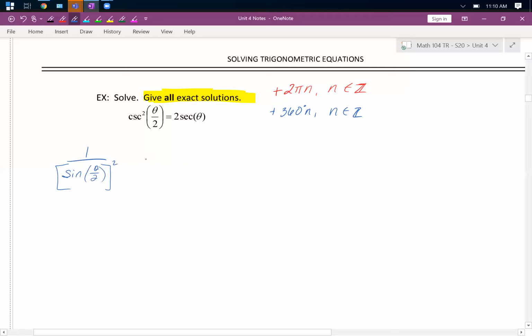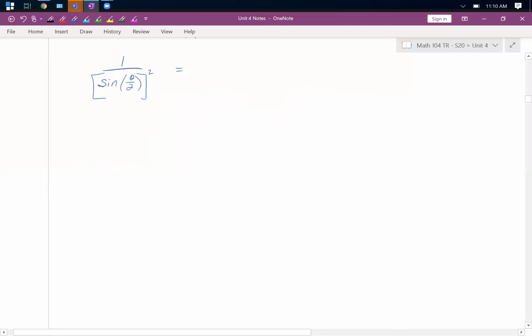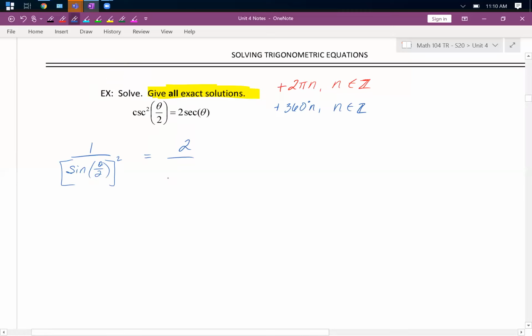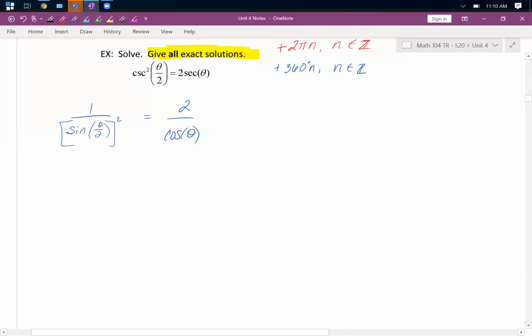Since I'm turning my left-hand side into something where I can use a half angle formula, and the half angle formula actually has cosine in it, I'm going to switch my right-hand side into cosine. So this is going to become 2 over cosine. Plugging in our half angle formula for sine, this becomes 1 over the square root of 1 minus cosine theta over 2 squared.